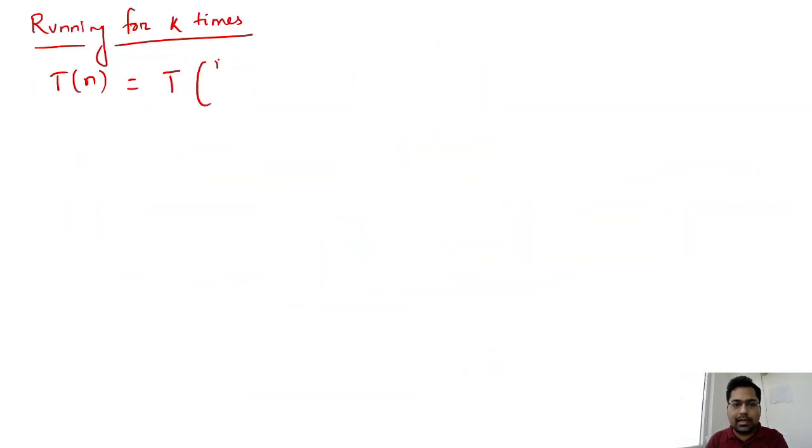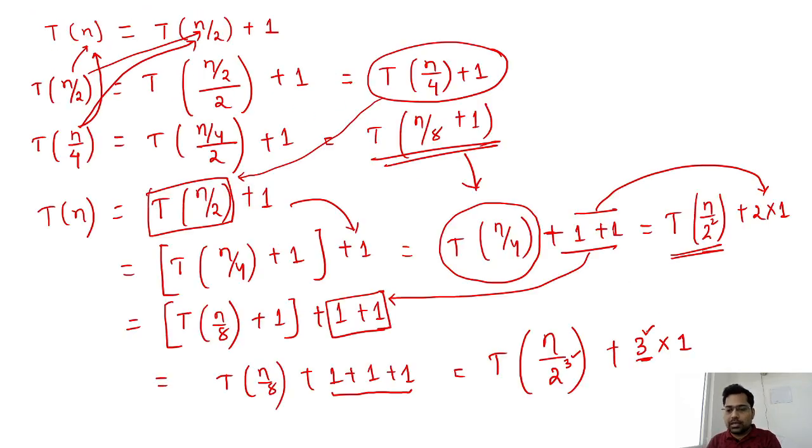Okay, n by 2 to the power k. If it is running for 3 times, you write the answer. If the answer is correct, we can say the formula which we derived is correct. Suppose instead of 3 times, it is running for 2 times, so here is 3 and here is 2, meaning here we can say it's k minus 1.